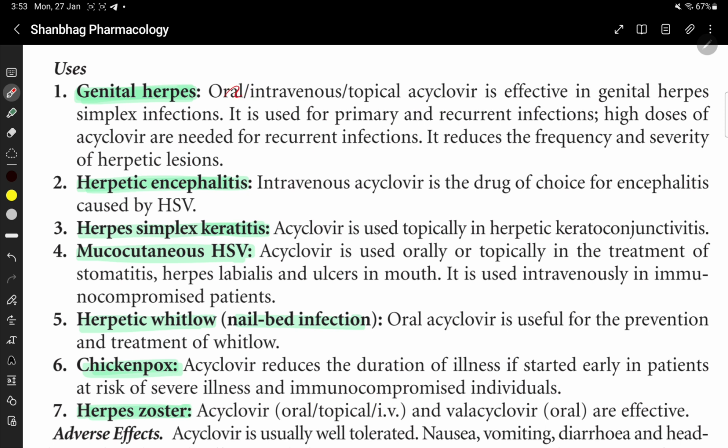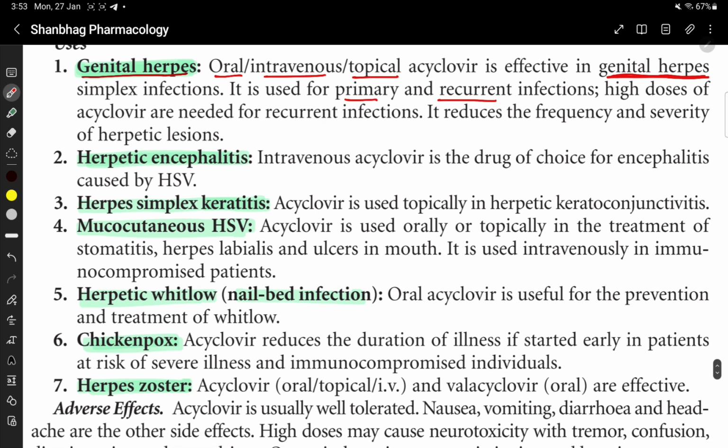In genital herpes, oral, intravenous and topical acyclovir is effective in genital herpes simplex infection. It is used for primary and recurrent infection. High doses of acyclovir are needed for recurrent infection. It reduces the frequency and severity of herpetic lesions. So the first use is genital herpes, for prevention and to inhibit recurrence.